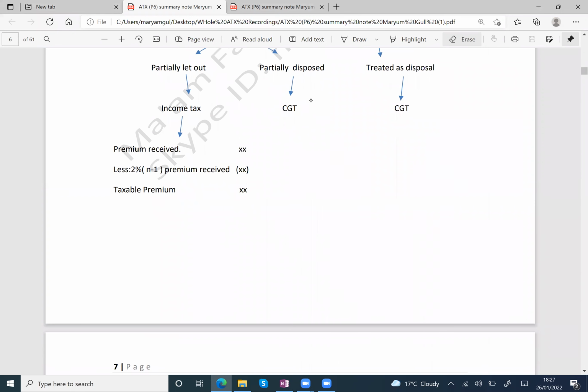You can see the formula: premium received minus 2% into (n minus 1) into premium received, and then you will get the taxable premium. Taxable premium means property income, non-saving income. Clear? Yes, ma'am. N means number of years of lease.